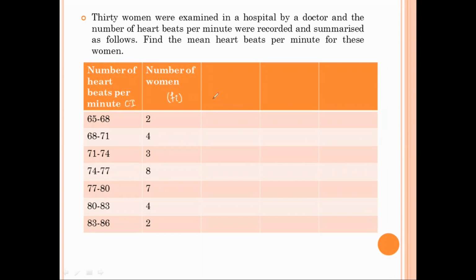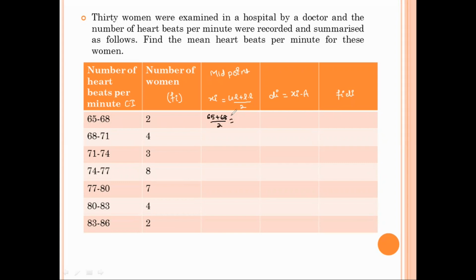Now same way we are going to find, first we are going to find its midpoint, that is your xi values. और xi values क्या है, upper limit plus the lower limit divide by 2, and then we are going to find di, that is xi minus a. And last हम क्या करेंगे, we are going to multiply fi into di. Now first we are going to write xi values. तो xi values क्या है हमारे पास, 65 plus 68 divide by 2.